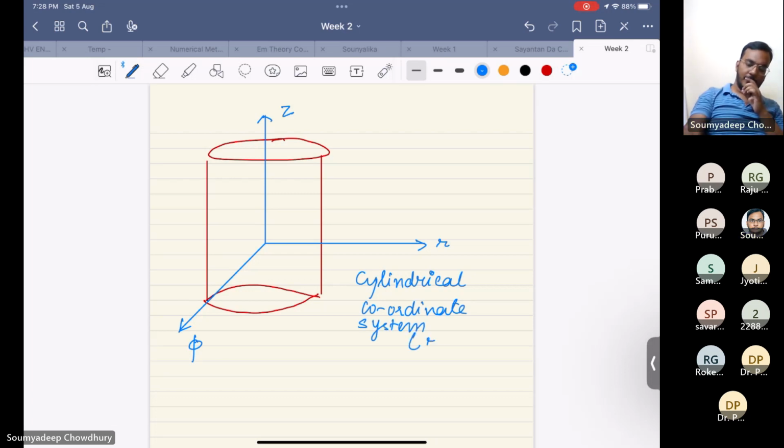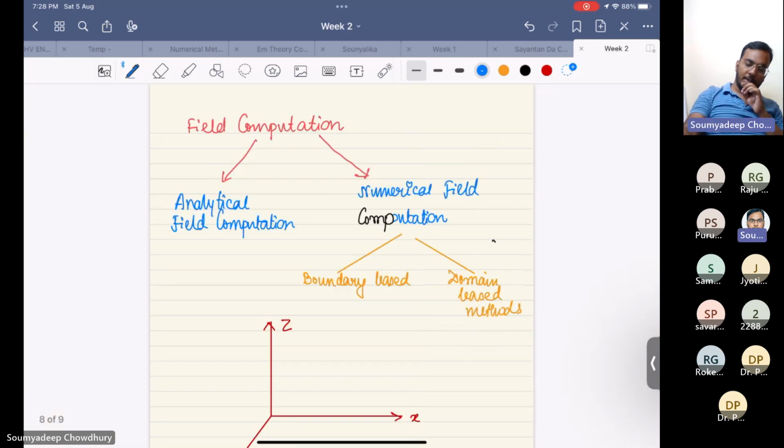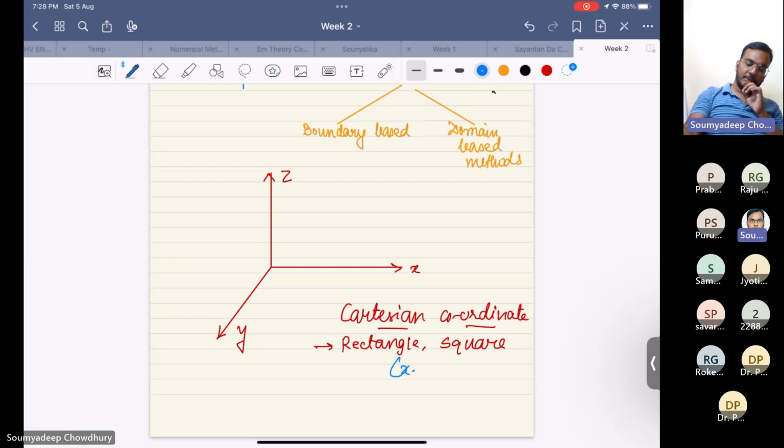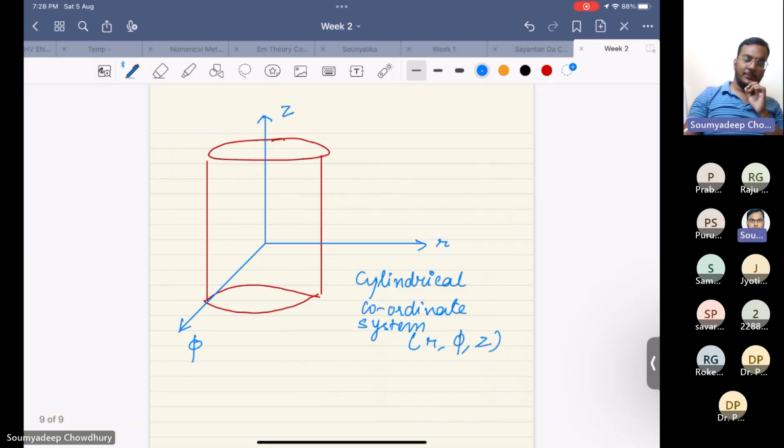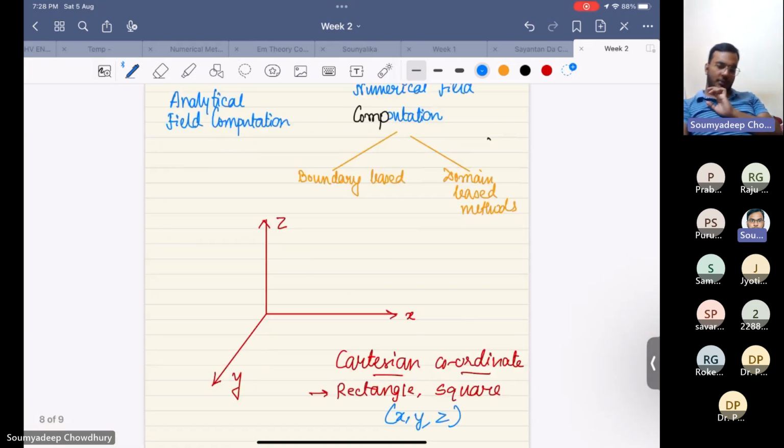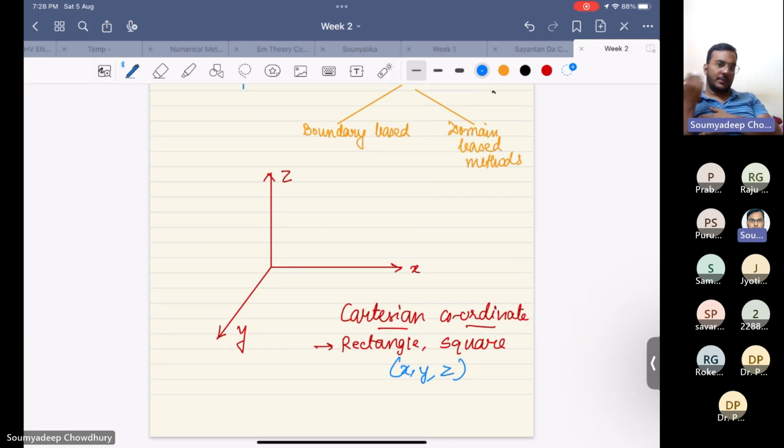we have R, phi, and Z. Like here, in Cartesian, we had X, Y, and Z, right? So here we will have R, phi, Z. So what is R, what is phi, what is Z? Basically, if you think of the Cartesian coordinate system, the best you can imagine is your room. Wherever you are sitting, just look around your room. It is a 3D box, right?